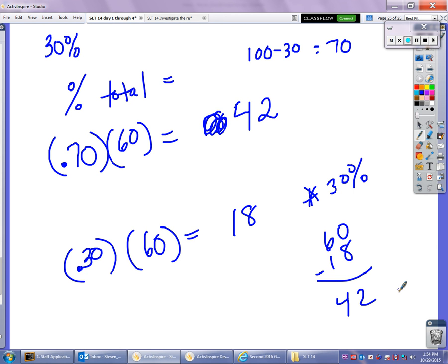So those are 4 different ways to do the same problem. Really, any of the ways works. Whichever way works for you is the best way that you can do it.